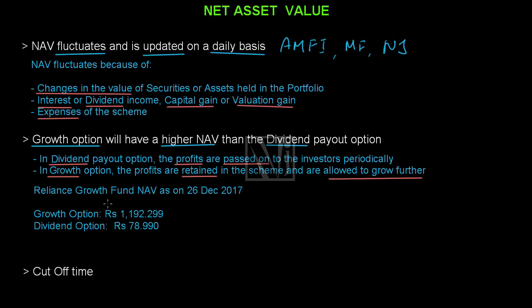These are the NAVs of Reliance Growth Fund as on 26 December 2017. As we can see, there is a huge gap between the NAVs of the dividend option and the growth option. This is because since 2000, this scheme has been giving out dividends to the unit holders in the dividend option, while in the growth option, these profits remained invested in the scheme and the scheme benefited from the power of compounding.